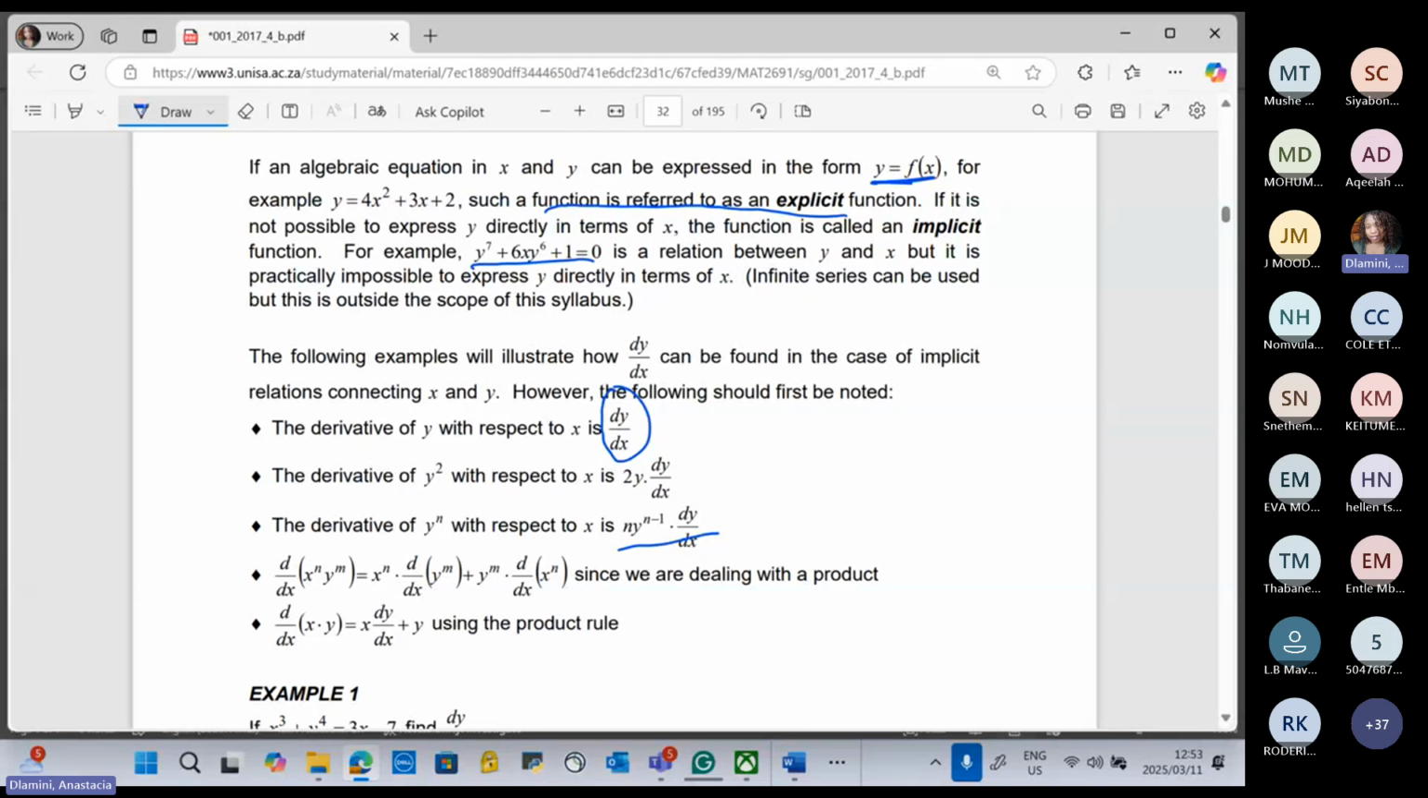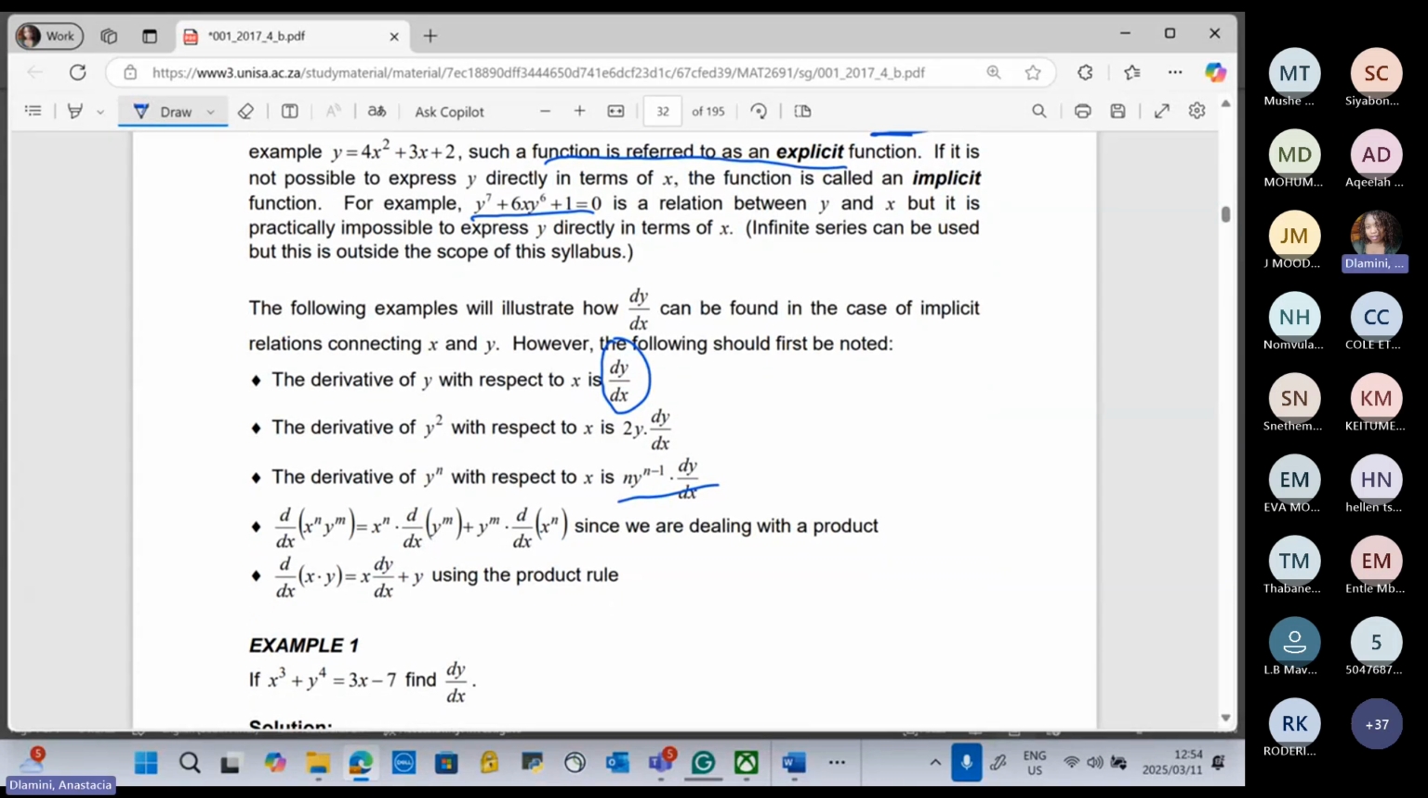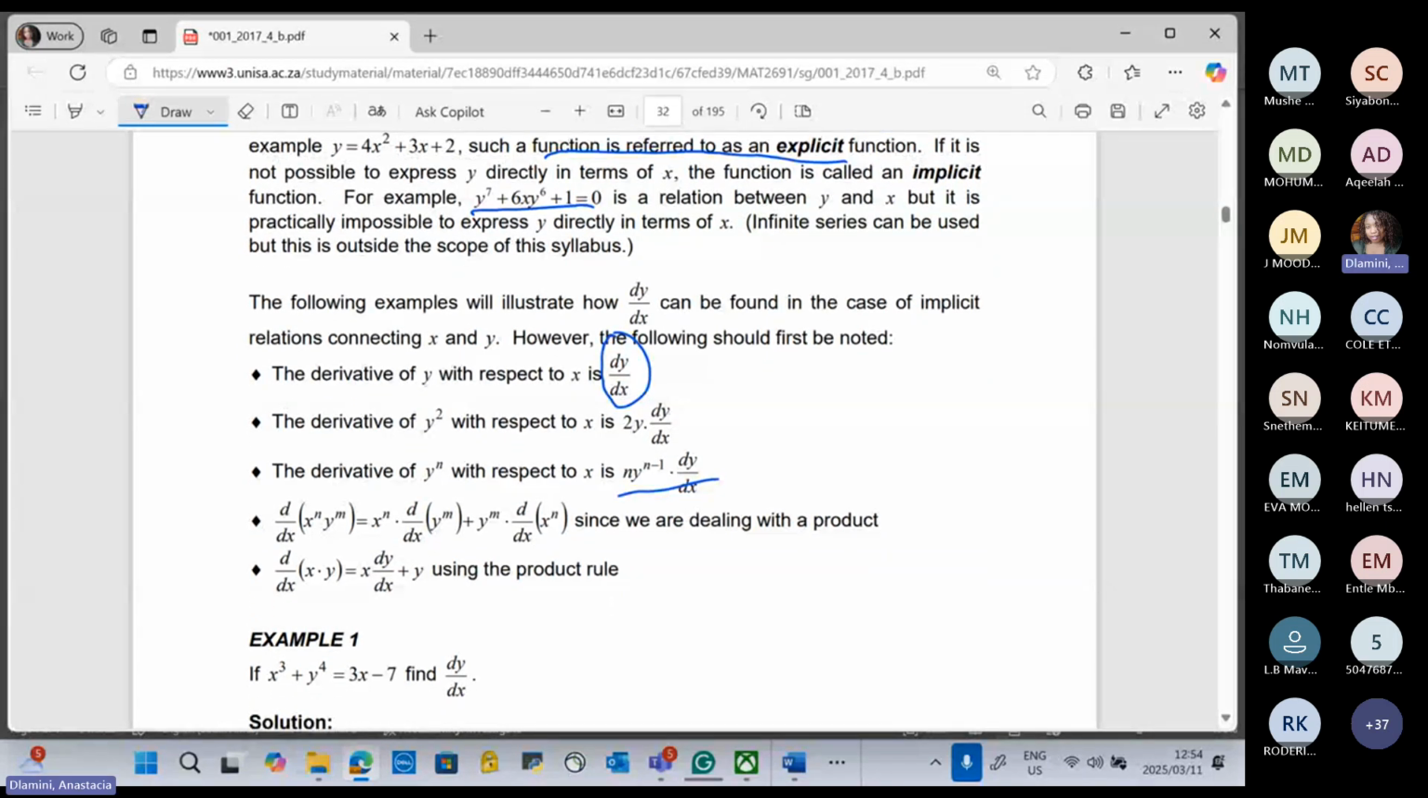Now let me tell you something. Here you see that you have x to the power of n, y to the power of m, isn't it? Because you are using implicit differentiation, I'll show you with an example. Sorry, this is the product rule. It's not a chain rule, because you're saying x to the power of n times y to the power of m.